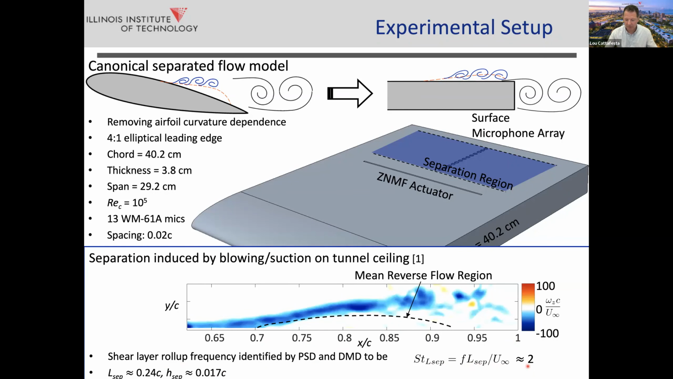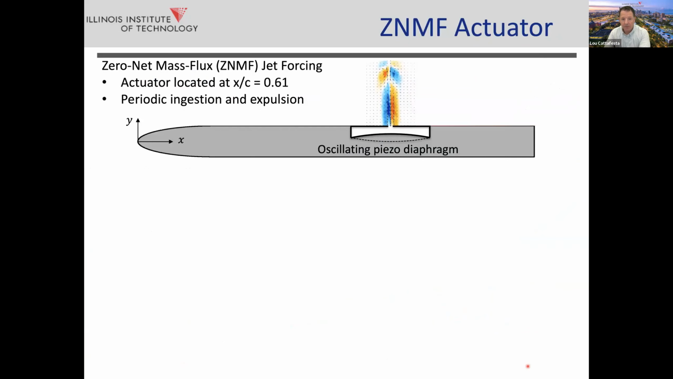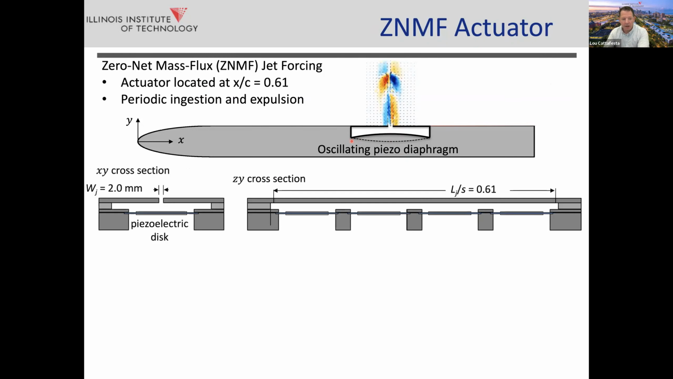So this is the characteristic frequency of this. I mentioned to you the zero net mass flux actuators. We have an array of piezoelectric discs, or piezoceramic discs. There are 4 of them inside of the cavity that spans the central 61% of the model. And these oscillate in phase, and they produce, or synthesize, a jet.